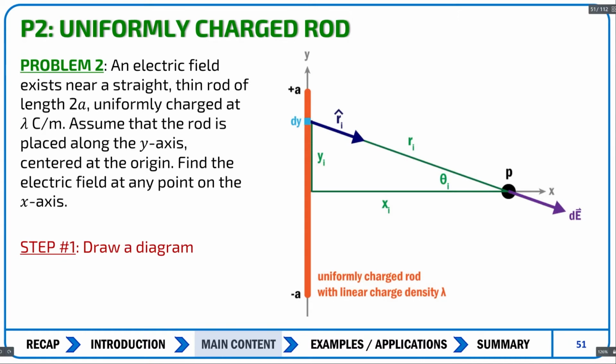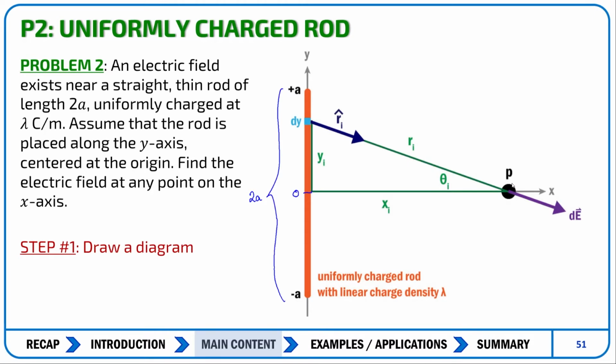Okay, so this problem says there's an electric field that exists near a straight thin rod of length 2a, uniformly charged at lambda coulombs per meter. Assume that the rod is placed along the y-axis, centered at the origin. So we have the origin here, and we have the total length of this being 2a. So 1/2 is centered at the origin. Find the electric field at any point on the x-axis. So on the x-axis, we're just going to randomly choose a point P marked out in black over here. So this would be our arbitrary point.